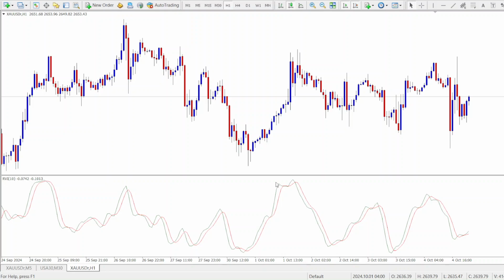The RVI line is the green line, while the signal line is the red line. The RVI line is the green line, the signal line is the red line. So the RVI line, whenever it crosses above the signal line, it suggests a potential bullish reversal or the continuation of an uptrend. As we can see here, after the RVI line crossed above the signal line, the price responded accordingly.